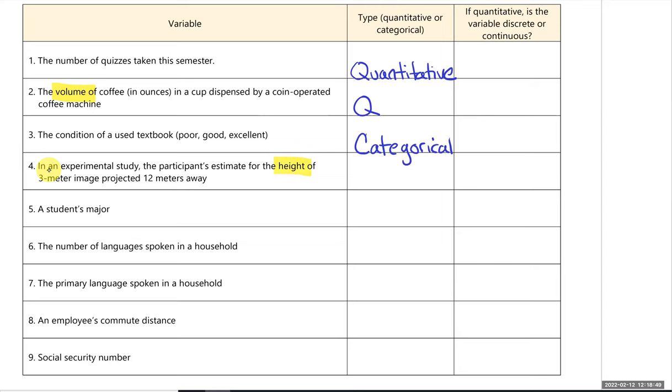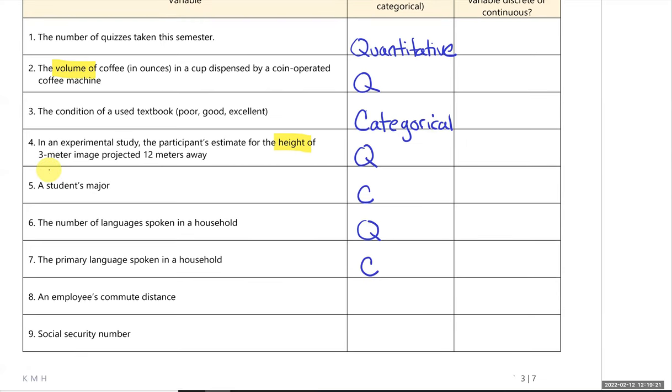Height, right? Estimate height. Height would be quantitative. It's a number. All right. Your major, categorical, just a name. Number of languages spoken, quantitative, number. The primary language spoken, categorical. So a name. Employee's commute distance, a number, like 5 miles from school.